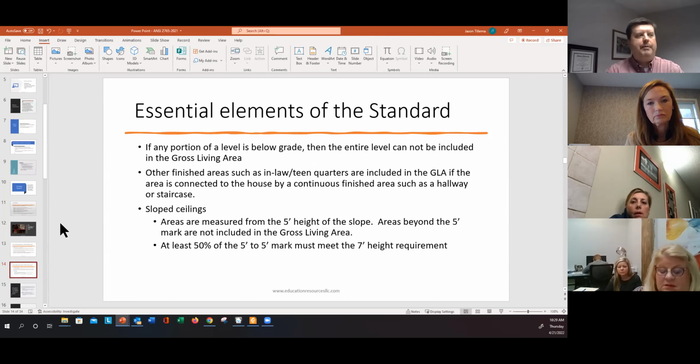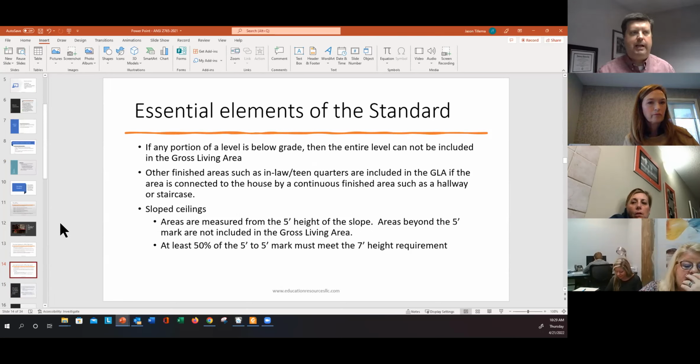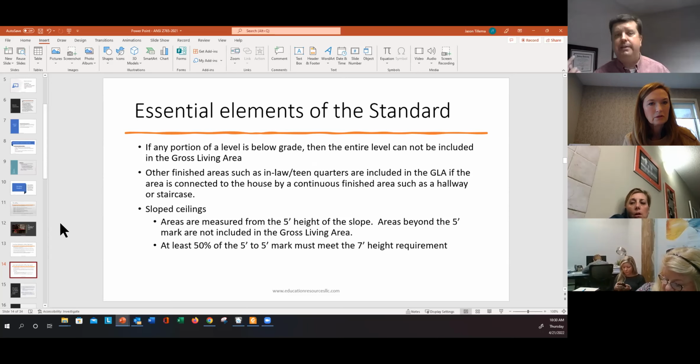Other finished areas, a lot of times you'll have an in-law quarters or teen quarters located above the garage. In order for that area to be included in the gross living area, it has to be connected to the house by a continuous finished area. Not too long ago, I was appraising a home where I was pretty much done with the main level and I still hadn't seen any staircases. I asked the homeowner, when I did the outside, it looked like you had an upper level. He said, yeah, we do. I said, well, did I miss the staircase? He said, no, it's out in the garage.